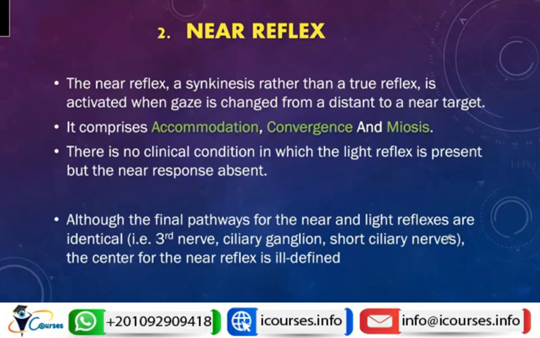Now we come to another reflex. It's called the near reflex. The near reflex is considered by some to be a synkinesis, meaning that it is not like a true reflex. It is just a connection between different responses together. So when looking at a near target, there will be a certain action or connection between three events. One of them is accommodation. The second is convergence, and finally miosis.